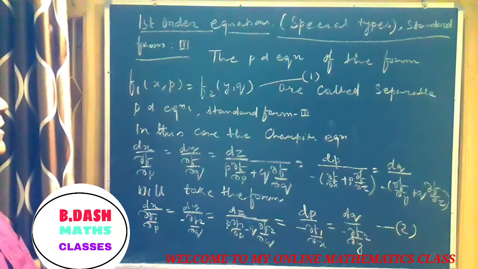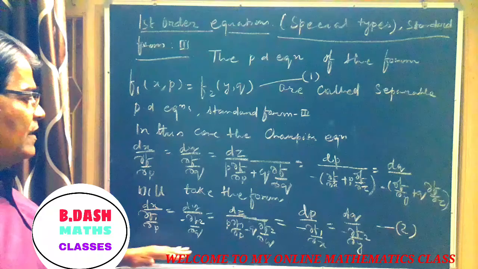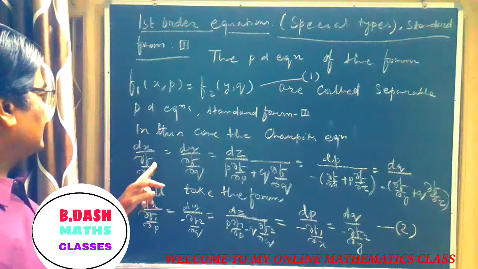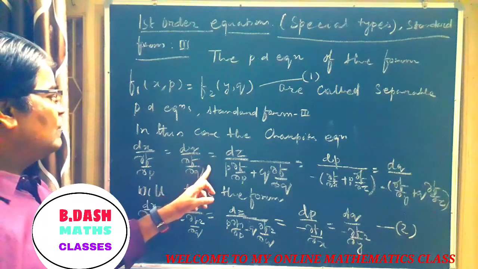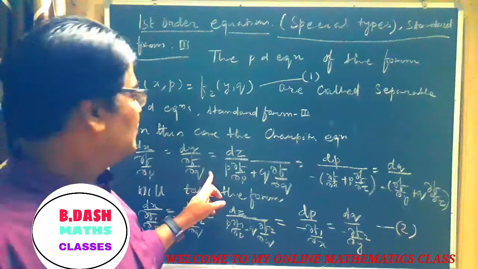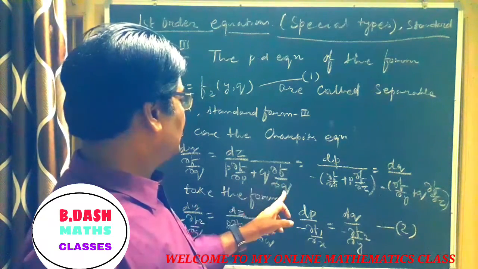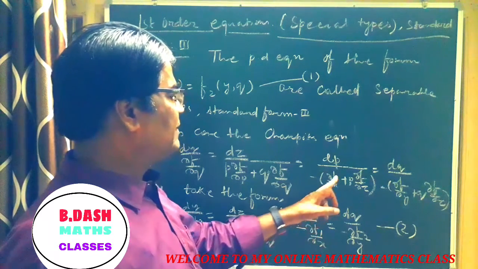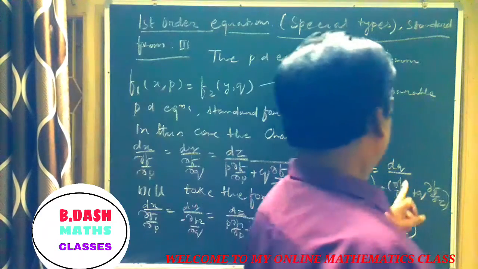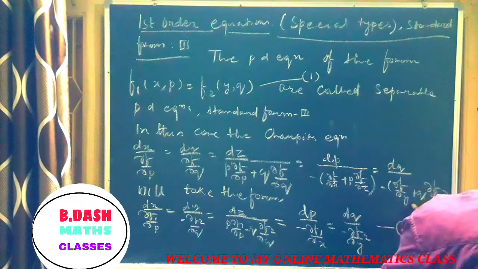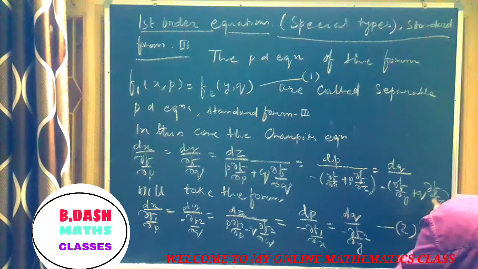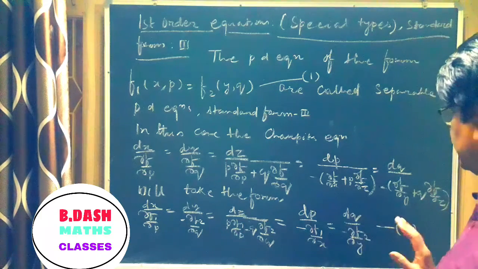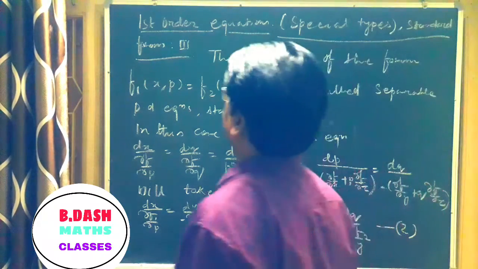In order to solve this equation, the original Charpit equation will take this form. The original Charpit equation is dx by del a by del p is equal to dy by del a by del q is equal to dz by p del a by del p plus q del a by del q is equal to dp by minus of del a by del x plus p del a by del z is equal to dq by minus of del a by del y plus q del a by del z. This is equation 2.